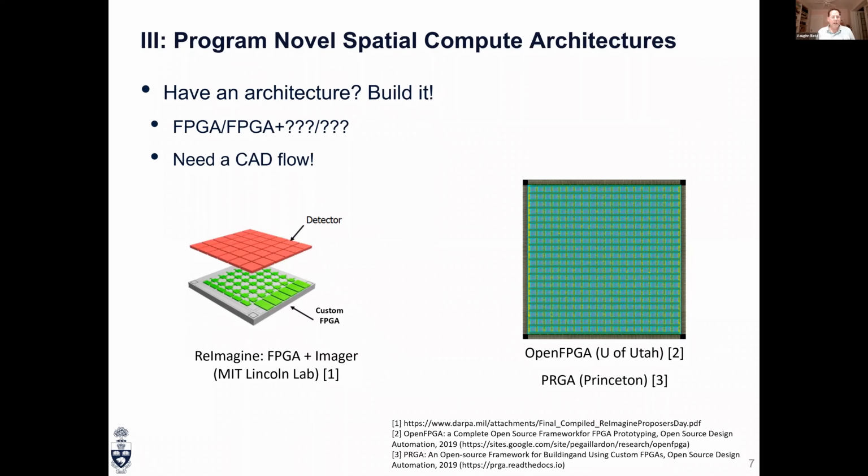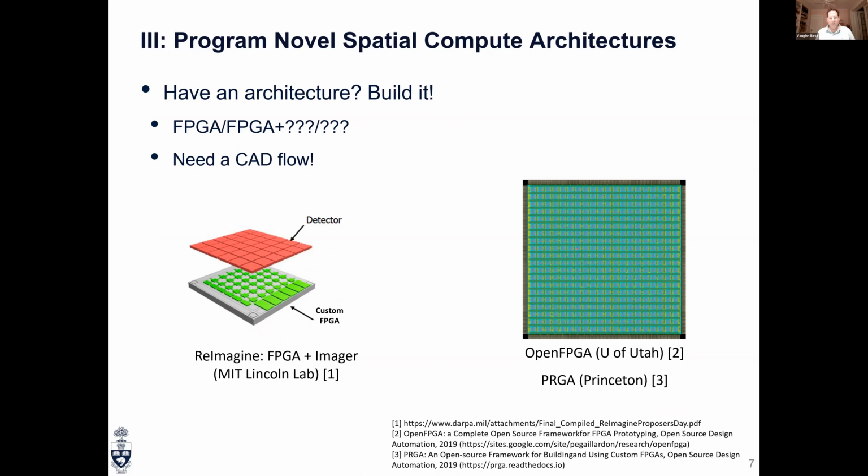Okay, and the third use of VTR that's become more important recently is to actually program your novel architecture. So you've decided I need a new architecture, you create the layout. How are you going to program it? Building a CAD flow is usually the hardest part of entering the FPGA industry. So a couple of examples here. Here is a novel imager from the MIT Lincoln Lab. It combines a customized FPGA with a spatial image detector, and that needs custom CAD. And their CAD is built by targeting VTR at that chip.